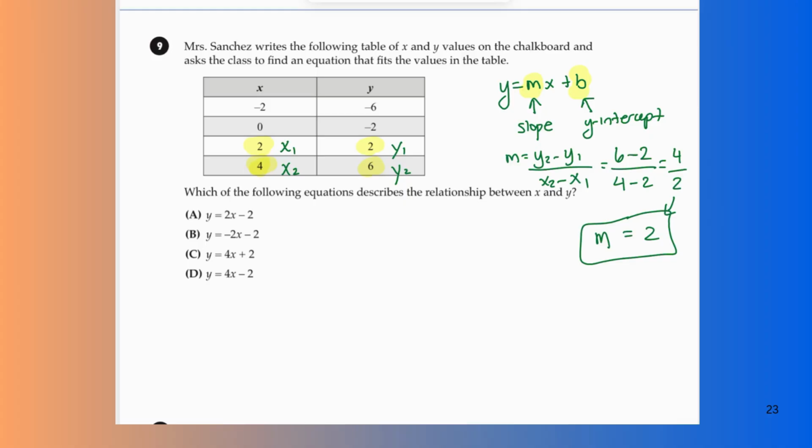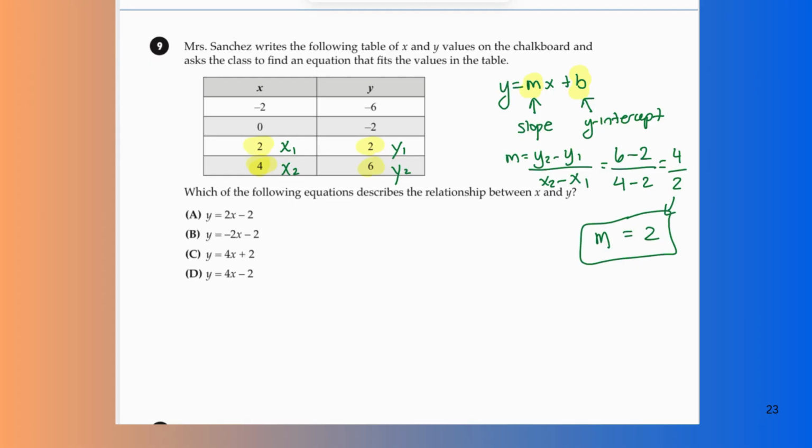So I already know which value should replace m. And actually, if you look at your answer choices, only answer choice A has a slope of 2. See how slope is the number that's before the x? So it's going to be A, but let's just verify and make sure that the y-intercept is actually negative 2.